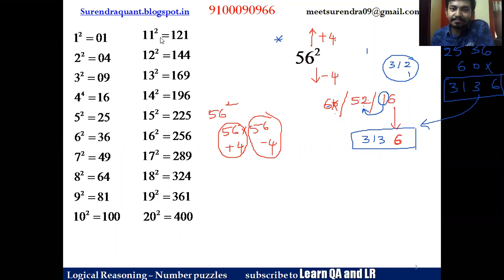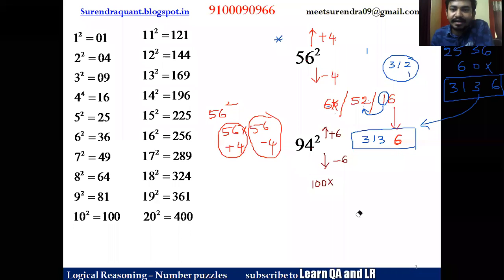94 squared. How do you do the adjustments now? Let us add 6 and subtract 6. We can subtract 4 and add 4 also, that we'll check too. So 94 plus 6 is 100. 94 minus 6 is how much? We'll follow the standard notation. 94 minus 6 is 88.